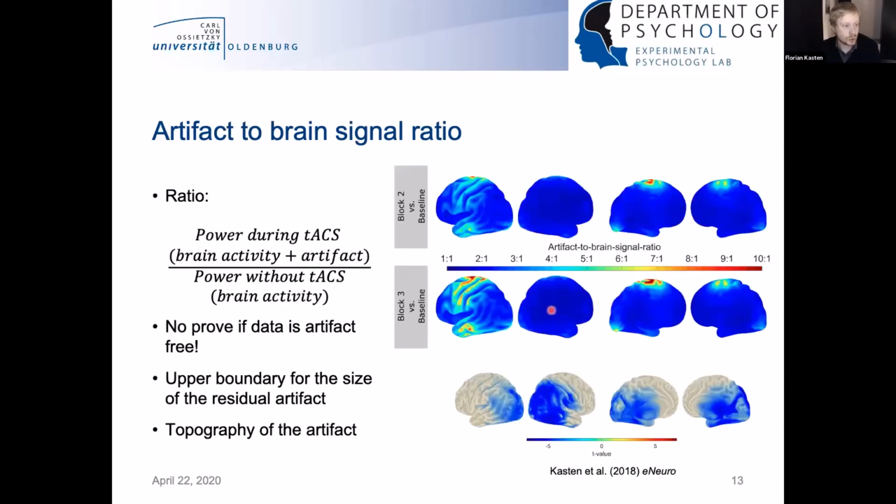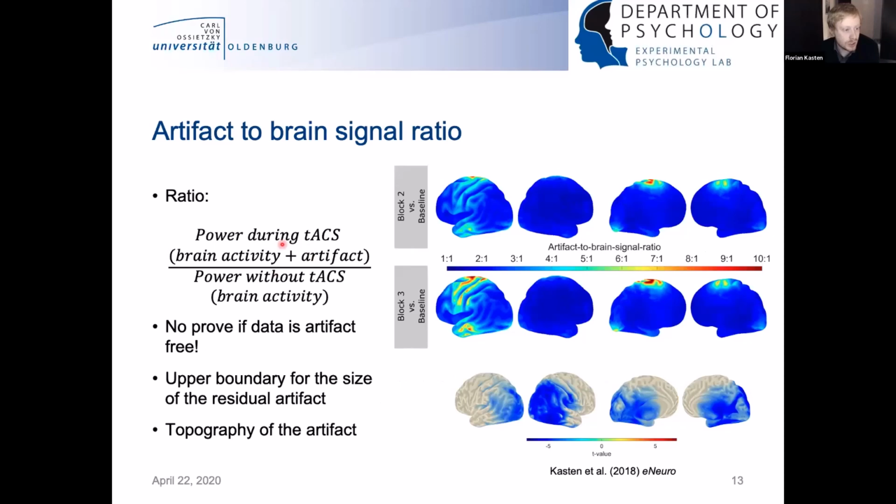So we did two control analyses. One thing that we wanted to do is characterize the strength of the artifact. And many studies actually rely on visual inspection to check if there's still artifacts in the data. We wanted to have something that you can try to use more objectively.